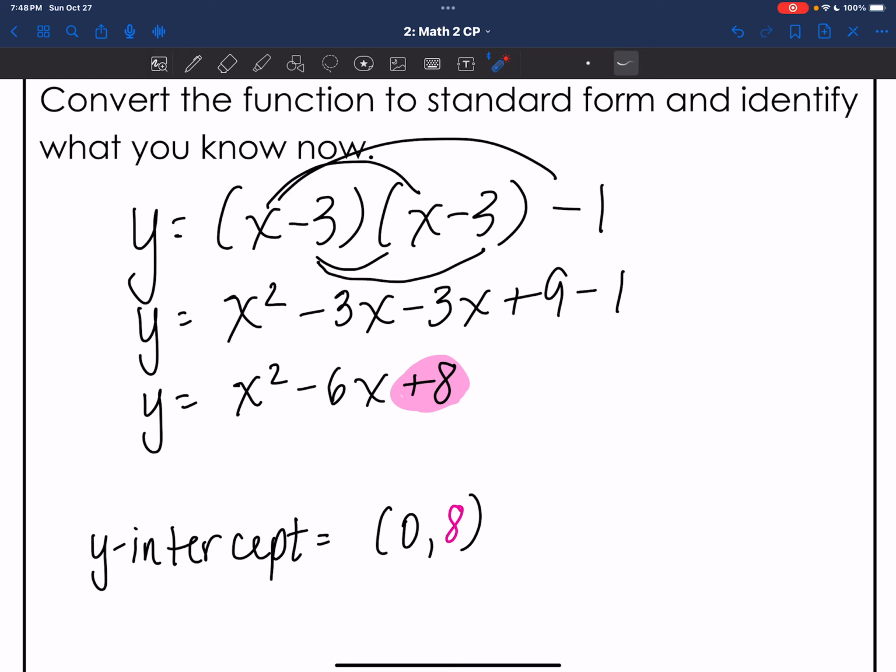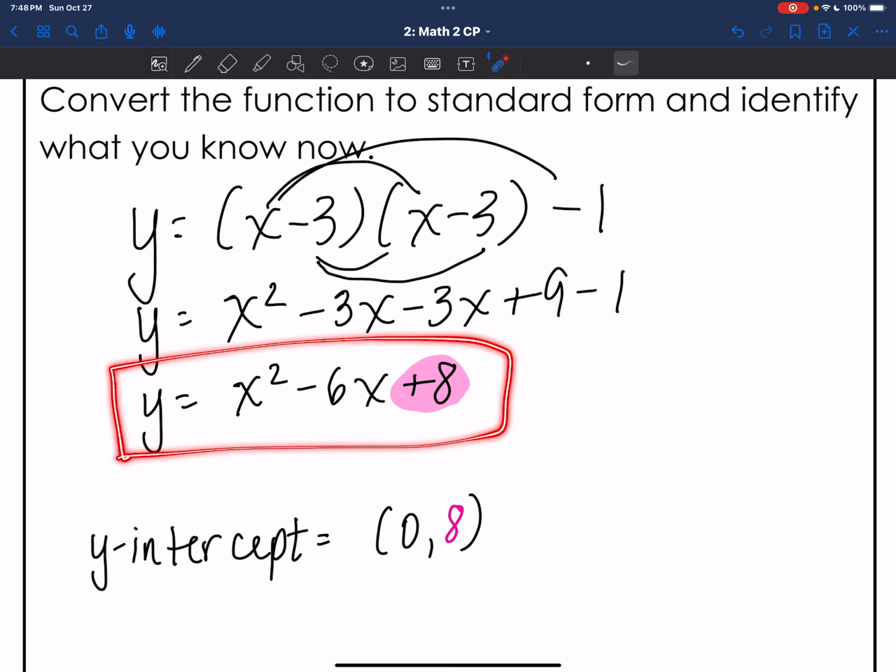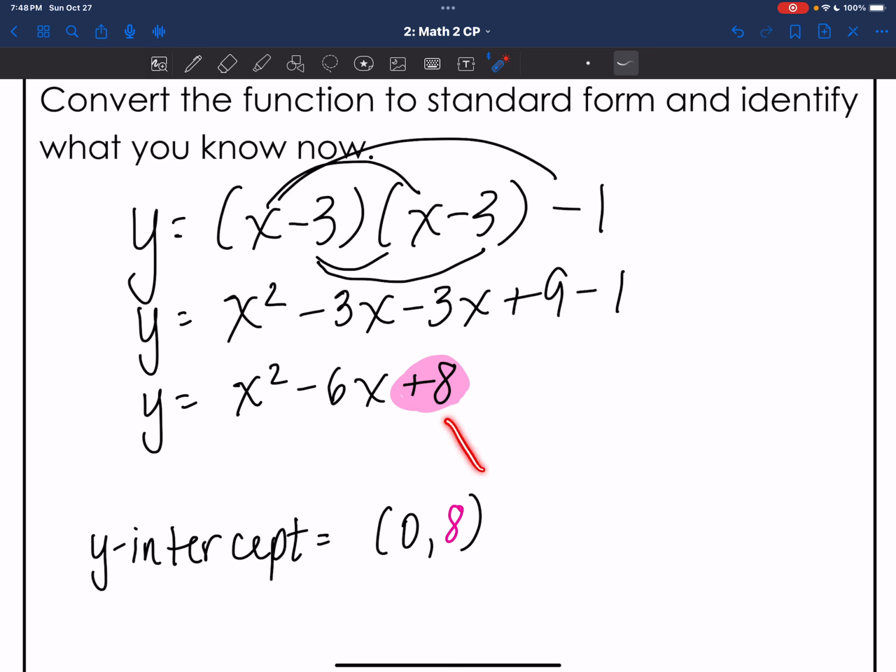Plus 9, and then don't forget to bring down this negative 1 right here. Okay, so now that we've got that, let's combine our like terms, and then combine those like terms, and now we've got this in standard form. Standard form is really easy for figuring out what your c value is, and that would be your y-intercept. So this is your y-intercept that you can get from standard form.